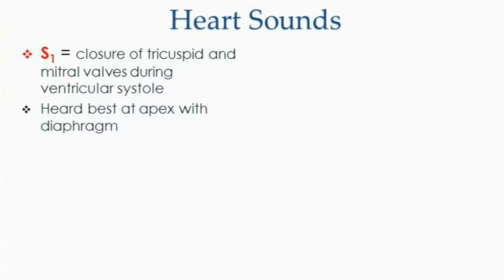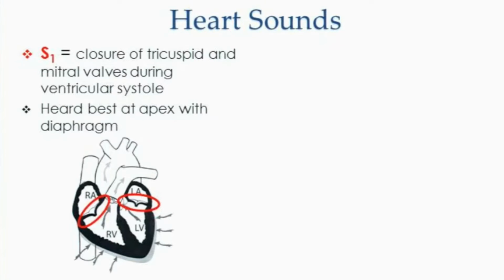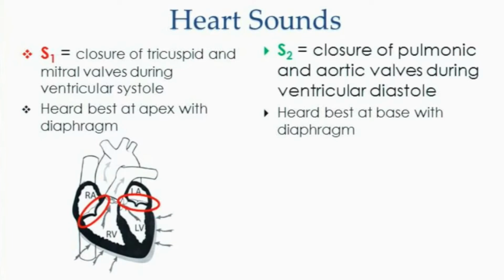First of all, the S1 sound is closure of the tricuspid and the mitral valves at the onset of ventricular systole. When the heart goes into systole, as illustrated by this picture, the circles are surrounding the tricuspid valve and the mitral valve, and the little arrows on the ventricle are to indicate that the ventricle is in systole. So when the ventricle starts to contract, the tricuspid and the mitral valves need to close so that blood won't go backwards into the atria. And that's what creates the S1 heart sound, is closure of the tricuspid and the mitral valves.